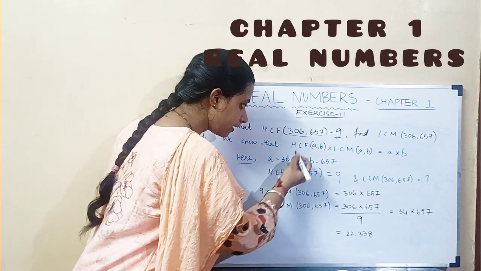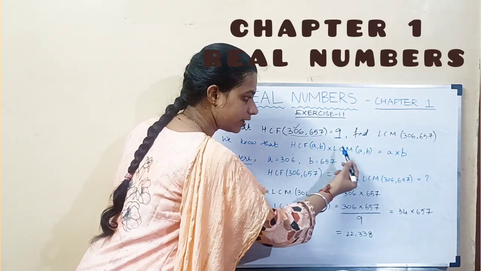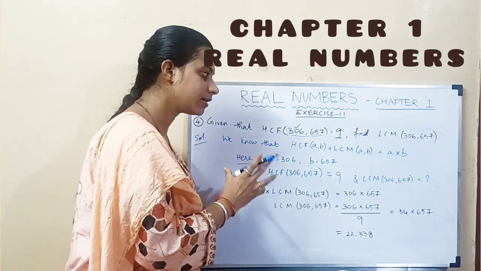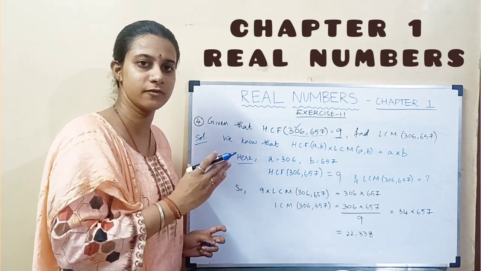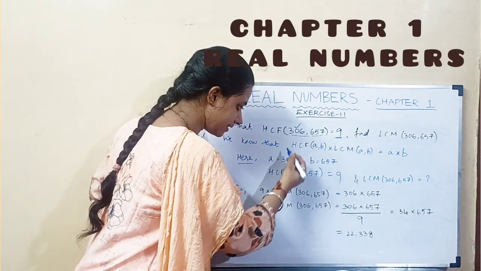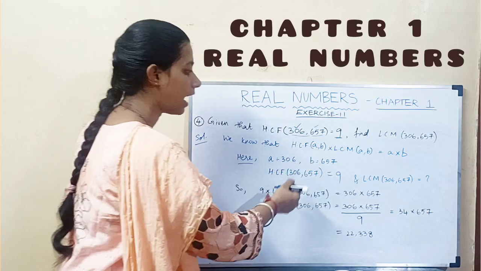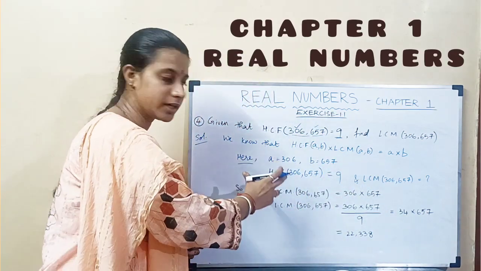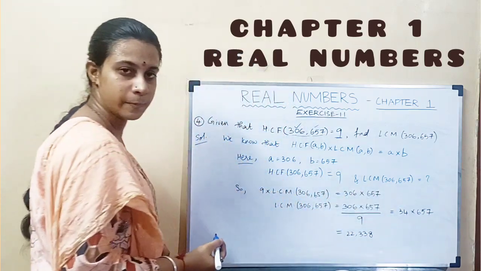Like here, A is given. We know that HCF of A comma B into LCM of A comma B is equal to A into B. So this is the only condition we know in this chapter related to HCF, LCM and the given numbers. So let's collect: A is equal to 306, B is equal to 657 and HCF is equal to 9. HCF of these given numbers is equal to 9 and we are asked to find the LCM.